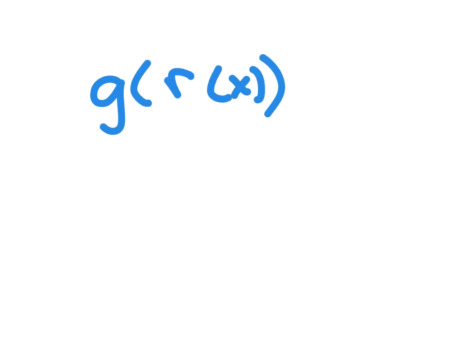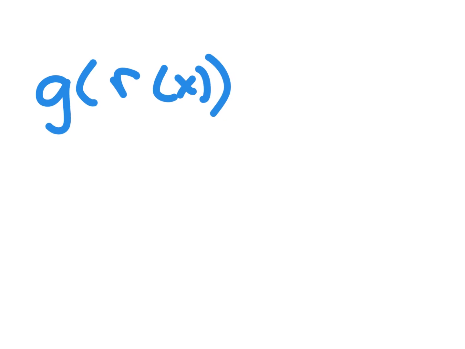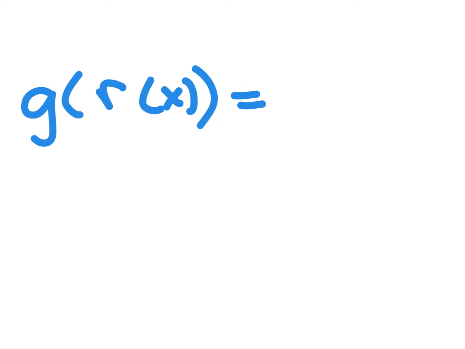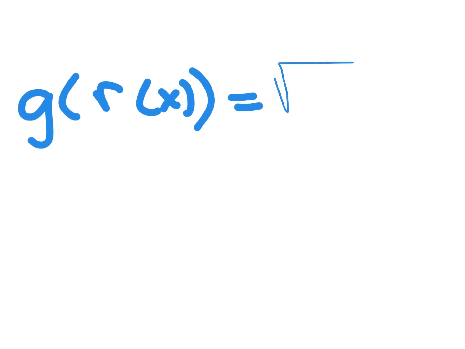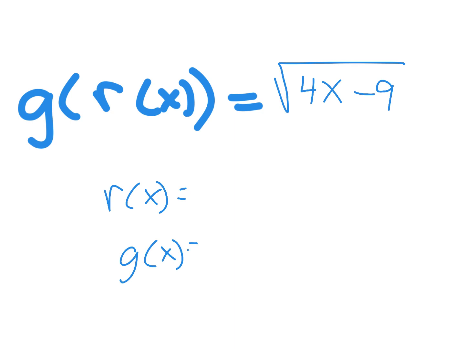What if I said g of r of x, on purpose switching up what letters we're using so you don't think it's always f of g of x, came out to the square root of 4x minus 9. What was r of x and what was g of x? And there's more than one right answer. Pausing while you try that one.